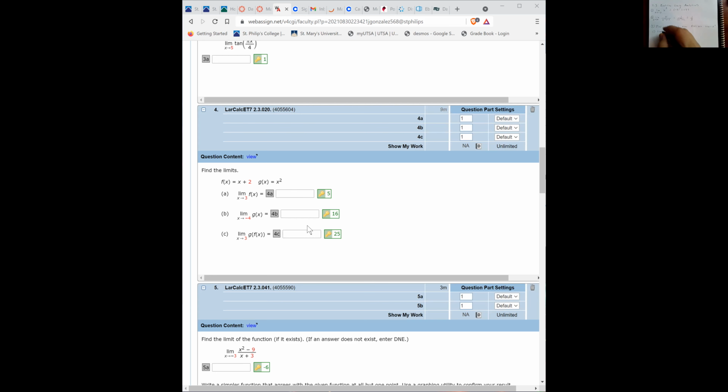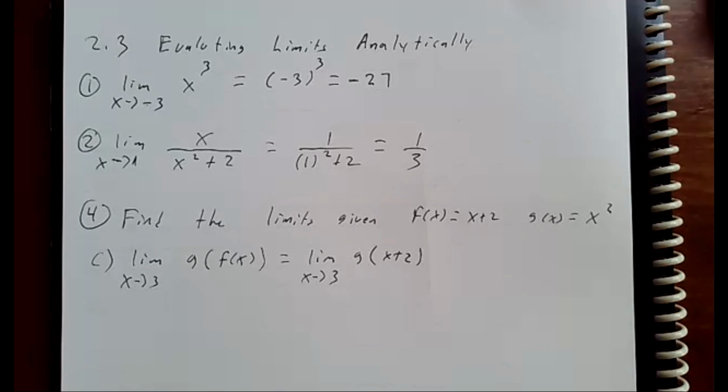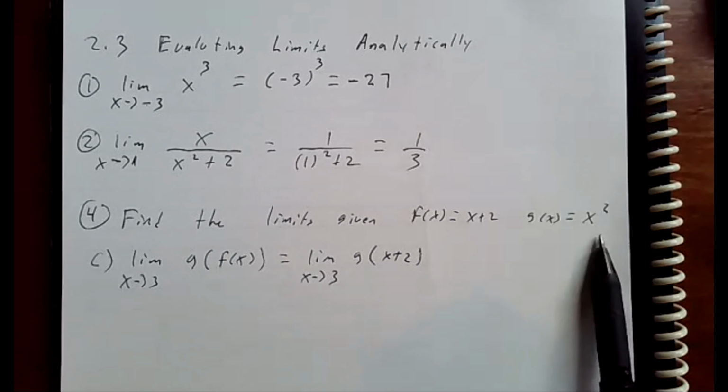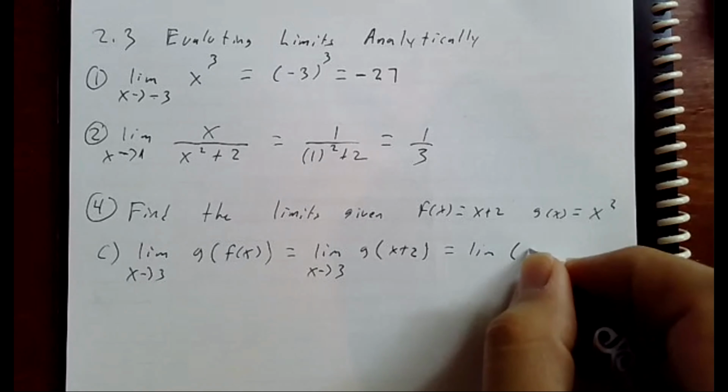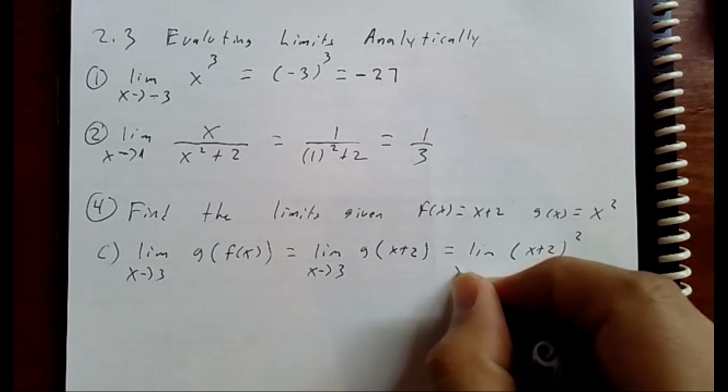So the limit of x approaching 3 of g of f, that means the limit as x approaches 3 of g of x plus 2, right? So this means I'm going to plug in the x plus 2 into x squared, because that's g. So that would give me the limit of x plus 2 squared as x approaches 3.